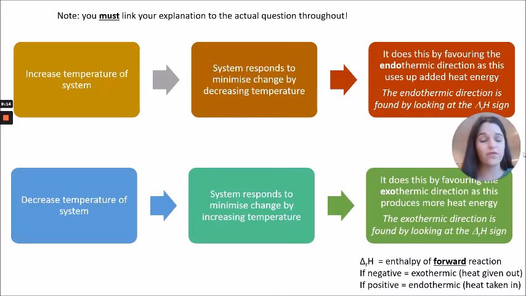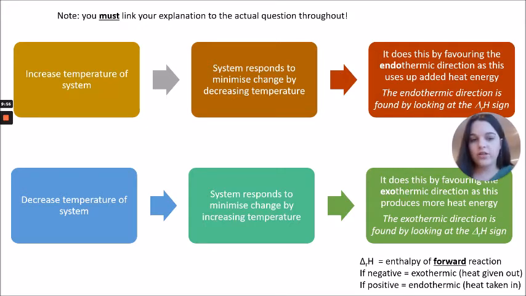So the achieved level is saying the system responds to minimize the change by decreasing the temperature. How does it do this though for that merit and excellence? We need all these steps. It does this by favoring the endothermic direction, because this uses up that added heat energy. It takes it in. Endo, heat enters into the reaction. It takes it away from the surroundings into the reaction. And remember, we have to look at the specific example, and we'll know which way is endothermic by looking at the delta RH. Is it negative for forwards or is it positive for forwards?